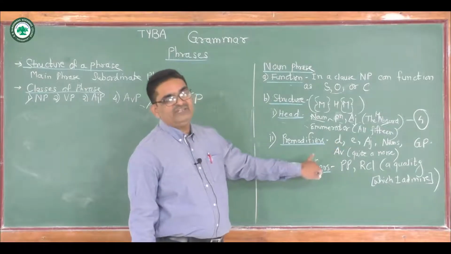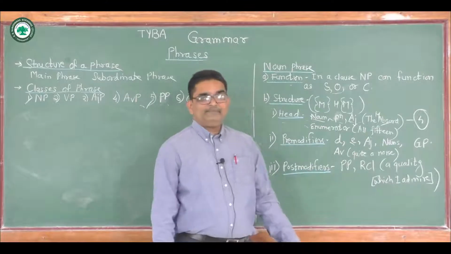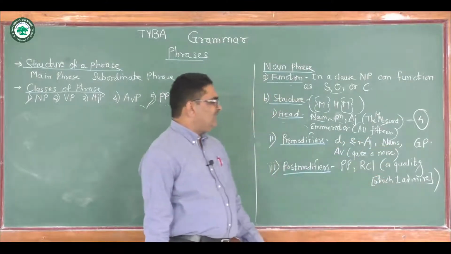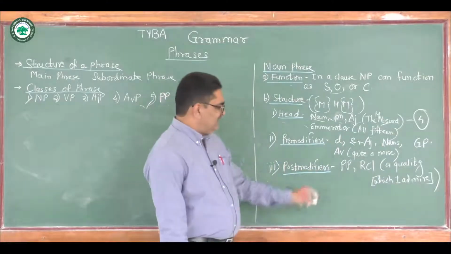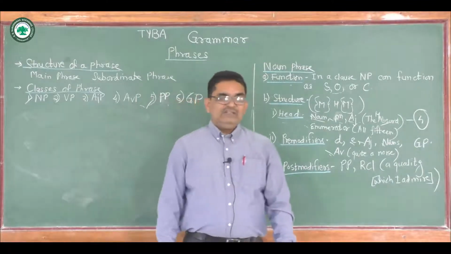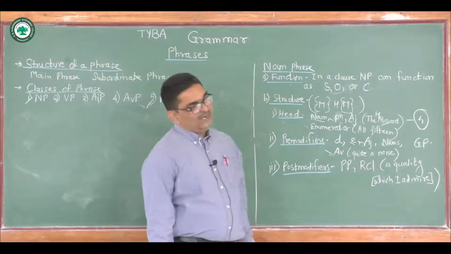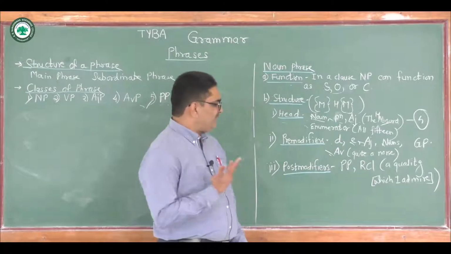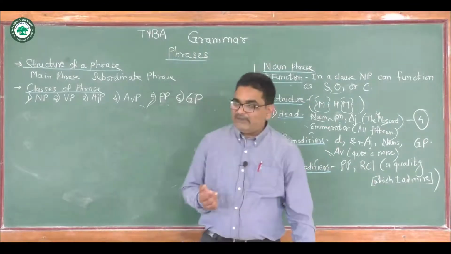So likewise, all these examples I will give you. Small d stands for determiner. E stands for enumerator. AJ stands for adjectives. N stands for noun. GP stands for genitive phrase. And AV stands for adverb. So these six might function as pre-modifier in a noun phrase. One by one I will deal with them. I will take one or two examples. Determiner and enumerator.